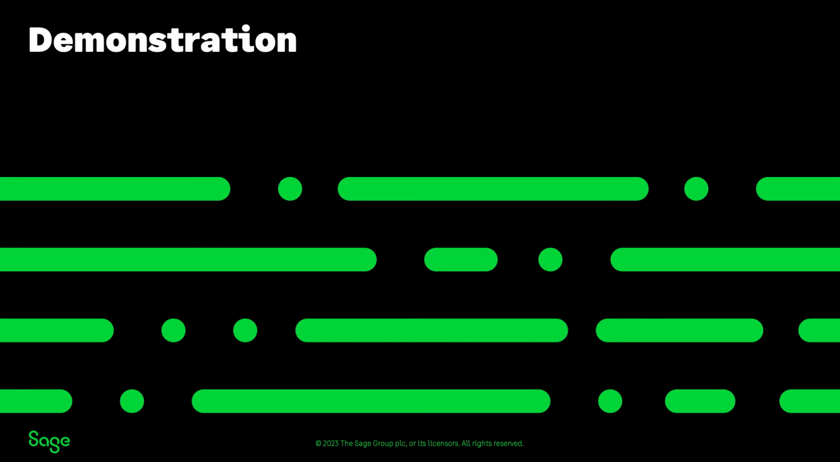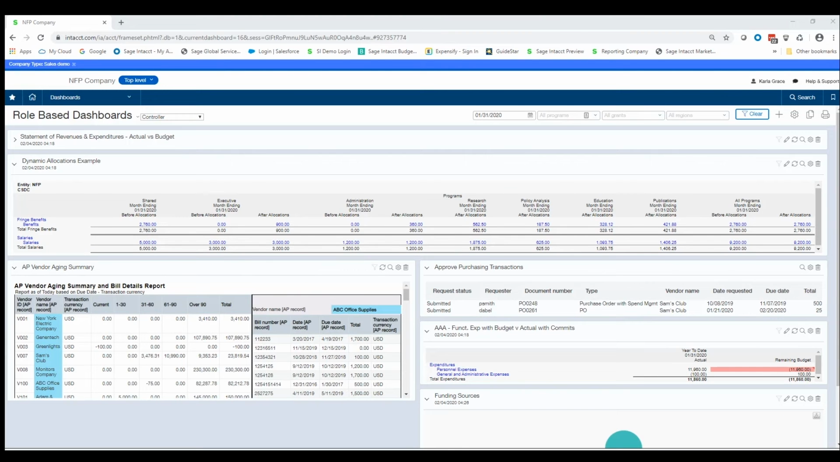Okay, so now that we've talked about what's possible, let's take a look inside of Sage Intacct and see it in action. Okay, so here we are inside the Sage Intacct environment, and we are on a dashboard. And what I'm going to do is take you through the results of a dynamic allocation that we have previously set up and have the system generate for us.